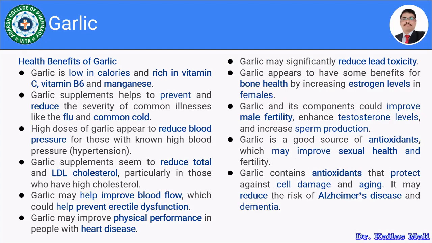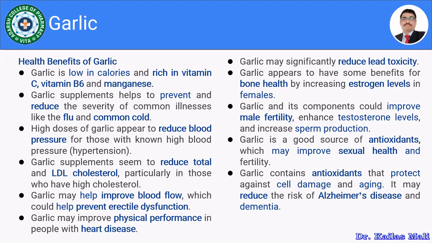Apart from the previous things, garlic is low in calories and rich in vitamin C, vitamin B6, and manganese. So it could be a rich source of vitamin C, vitamin B6, and manganese. Garlic supplements help to prevent and reduce the severity of common illnesses like the flu and the common cold. As you know, garlic has antibacterial, antifungal, and antiviral properties, so it could be helpful to manage the flu and the common cold.